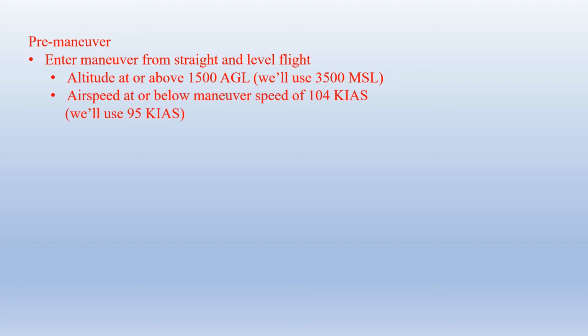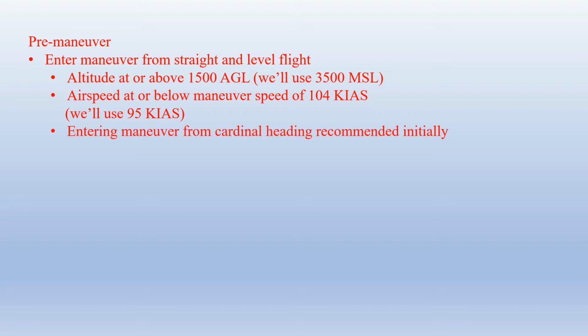You want your airspeed at or below maneuver speed of 104 knots, and we'll use our cruise airspeed of 95 knots. And you want to enter the maneuver from a cardinal heading, or at least I recommend that you enter the maneuver from a cardinal heading, north, south, east, or west. That just makes it easier to see where you're going to roll out.